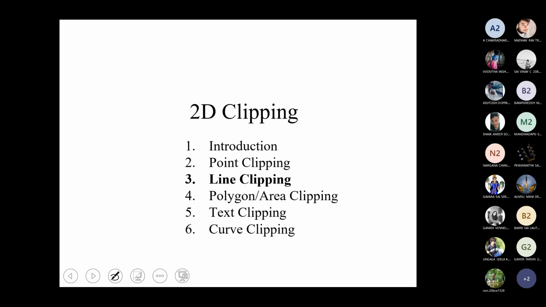So we'll move to line clipping. So what do you mean by line clipping? I told already, but still, okay. Again, first I will explain, then we will go to the portion.